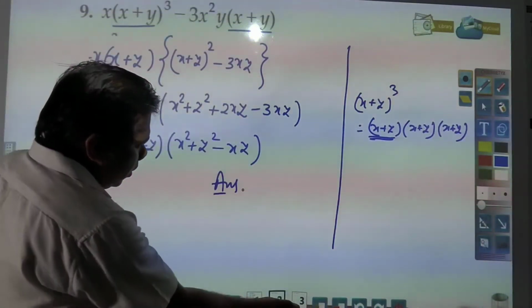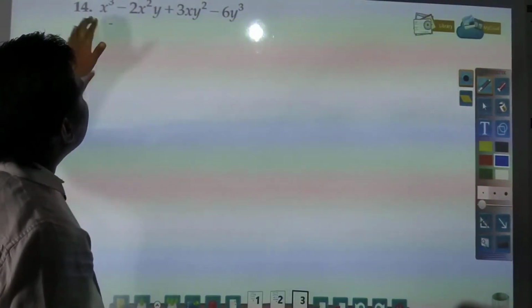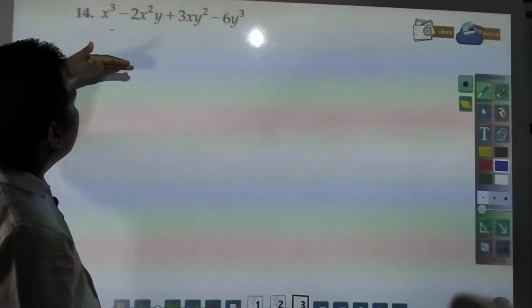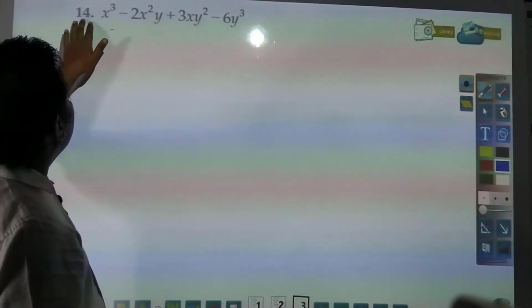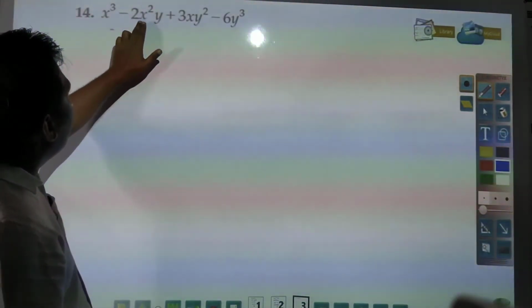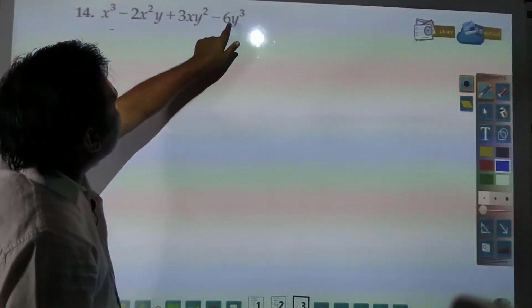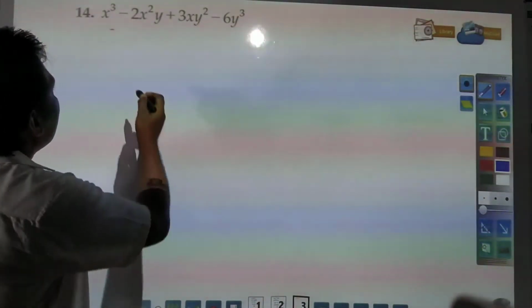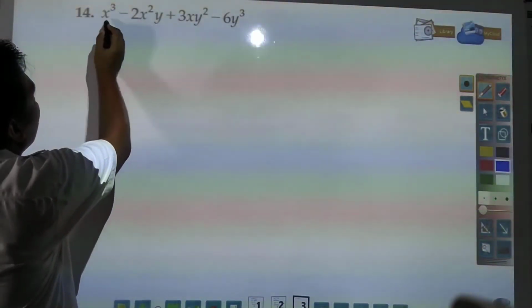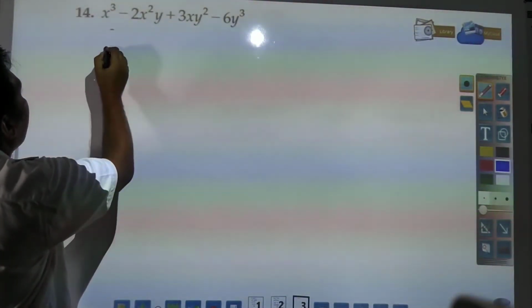Next you see, next we have taken question number 14. Rest of the questions are similar, you will be able to solve. Here you see in question number 14 you have x cube minus 2x square y plus 3xy square minus 6y cube. What is required to be done? Here in these both terms, what common you have? Here you have x square common.